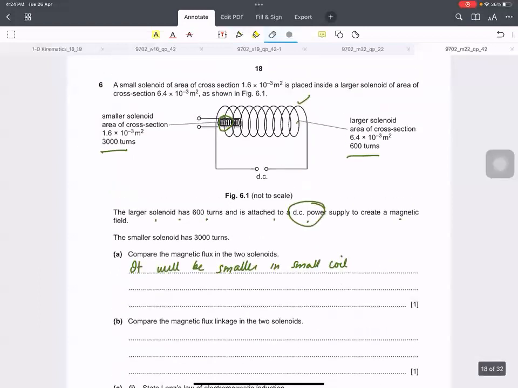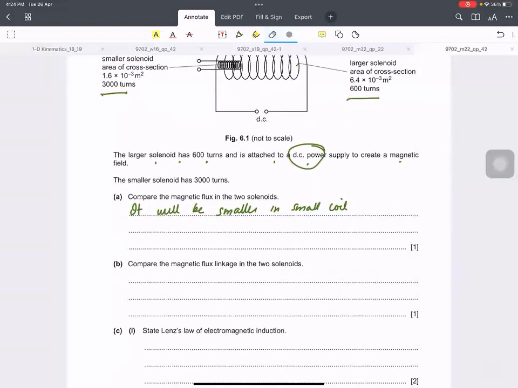Now compare the magnetic flux linkage. लिंकेज के केस के अंदर definitely the greater the turns, the linkage is greater, right? Because यहाँ पे हम बात करें फाई एन की, which is NΦ. So greater number of turns is smaller, so greater linkage.